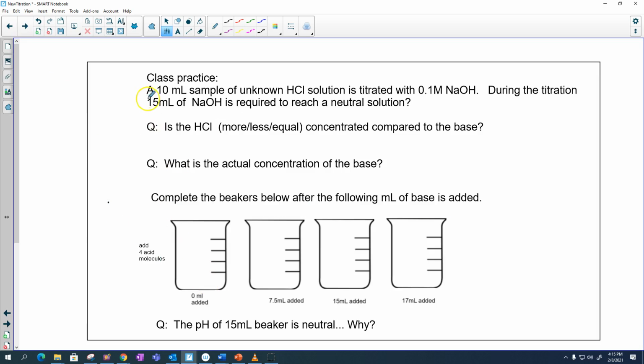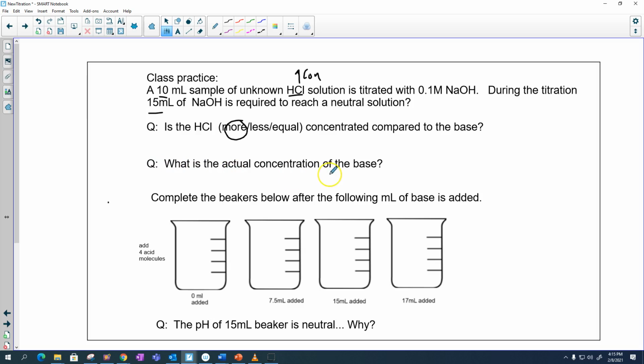Okay, so I got a 10 milliliter sample of HCl titrated with 0.1 molar NaOH. During titration, 15 milliliters of NaOH is required to reach equivalence. Okay, pause the video and try a couple of these problems and see if you can draw the pictures out. Alright, is the HCl more or less or equal concentrated compared to the base? Well, the moles are going to be equal. So let's look at our volumes. The unknown has the same number of moles, but a smaller volume, so this guy's got increased concentration. So it's more concentrated because it's got the same moles and less volume.